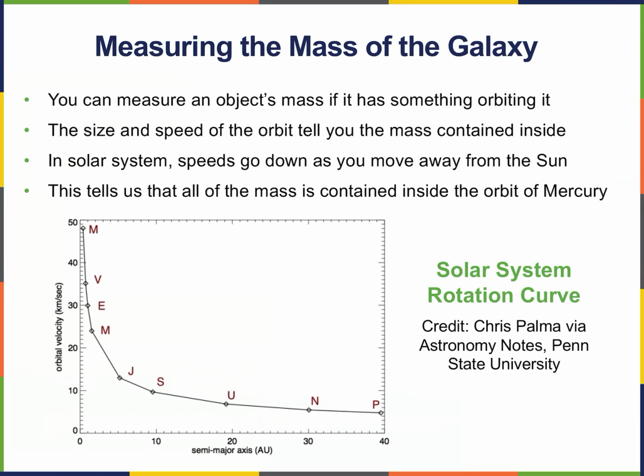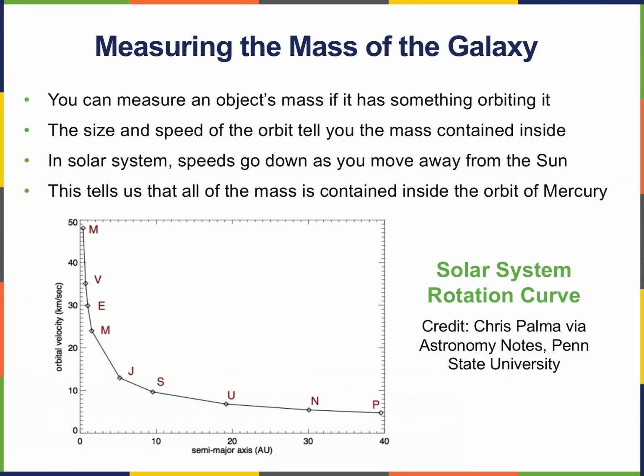Now I'm going to describe one of the most challenging concepts in this course, and so I need you to pay close attention. You might remember that you can measure the mass of an object if it has something orbiting it, according to Newton's version of Kepler's third law. The size and speed of the orbit tells you the mass contained inside.